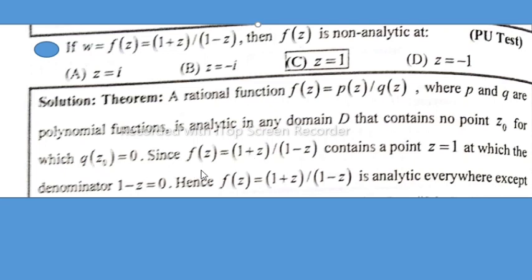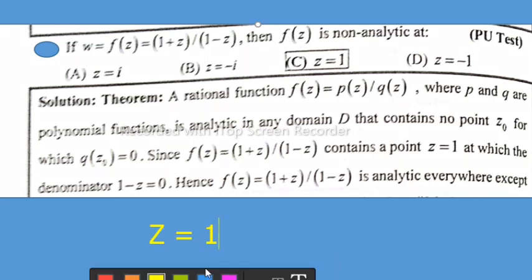Since f of z equals (1 plus z) divided by (1 minus z) contains a point z equal to 1 at which the denominator 1 minus z is equal to 0, hence f of z equals (1 plus z) divided by (1 minus z) is analytic everywhere except z equal to 1. So option C is correct.